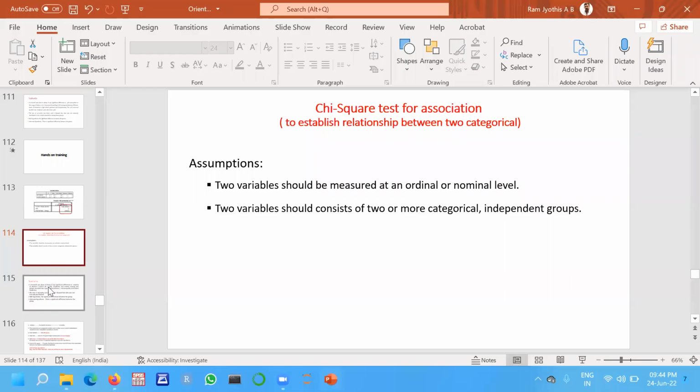Here, the assumptions are that two variables should be measured at an ordinal level. So what is the purpose of the chi-square test? It is to establish the relationship between two categorical variables. So two variables should be measured at an ordinal or nominal level. Two variables should consist of two or more categorical, independent groups. Okay, so these are the assumptions for that.